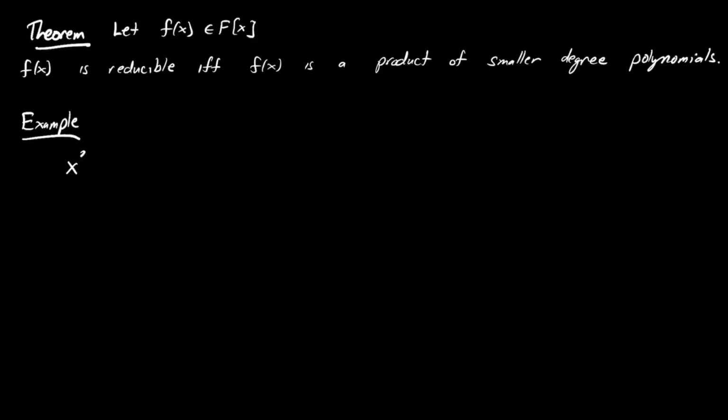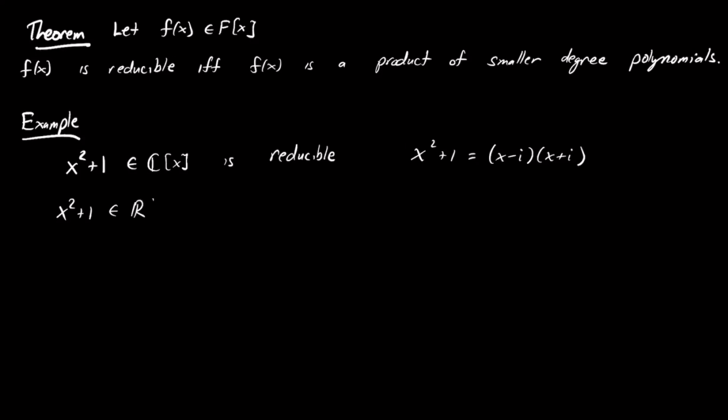For example, the polynomial x squared plus 1 as an element of C bracket x is reducible according to our theorem. Why is it reducible? Well, x squared plus 1 can be rewritten as x minus i times x plus i, where i squared is equal to -1. All right, so this is an example of a reducible polynomial. If I try to do the same thing in R bracket x, we can show that this is irreducible.